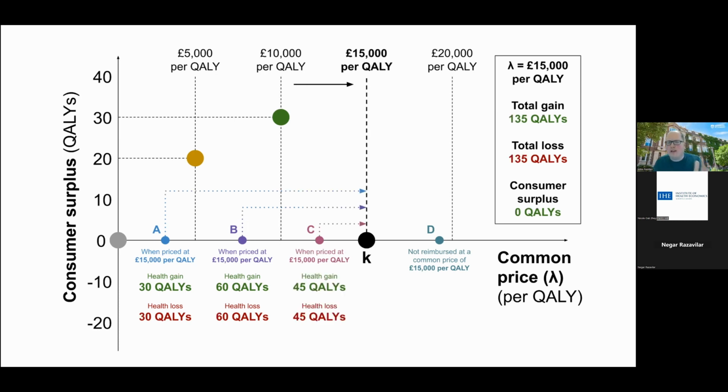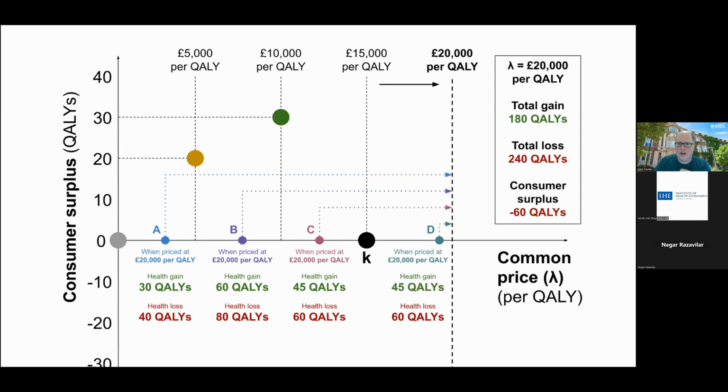What happens if you raise the threshold again to £15,000? Treatment C is now provided, but the problem is that C, B, and A are all now priced up to £15,000 per QALY, which is K. At K, every QALY gain is exactly displaced by one QALY foregone. So A provides 30 QALYs, but there's a displacement of 30 QALYs. B provides 60, but we forego 60. C provides 45, but we forego 45. So the consumer surplus, the population health gain here, is actually 0.